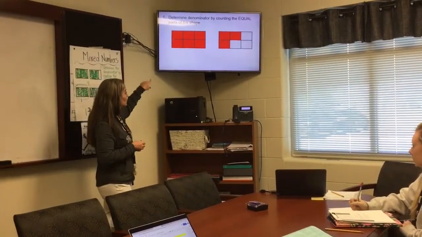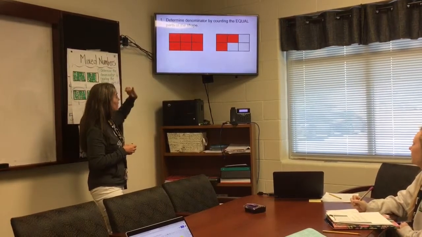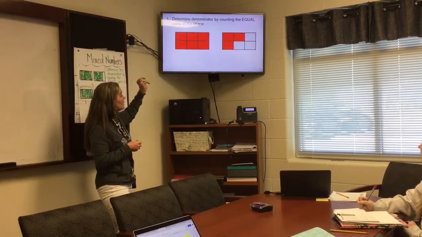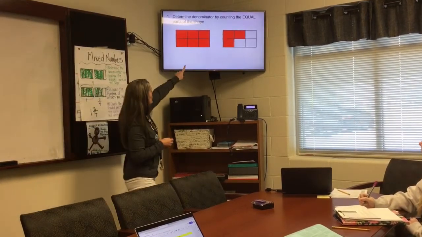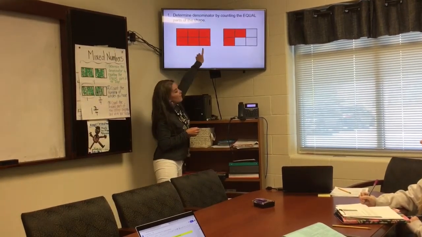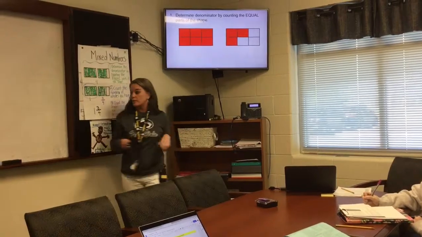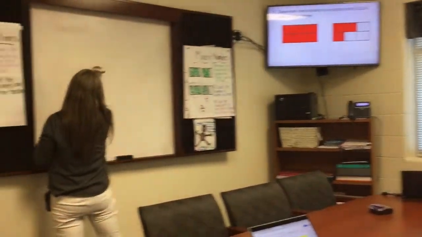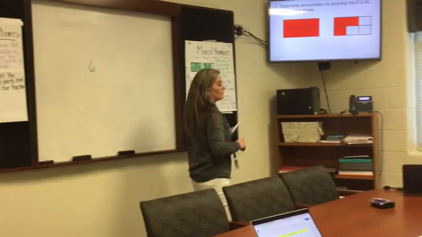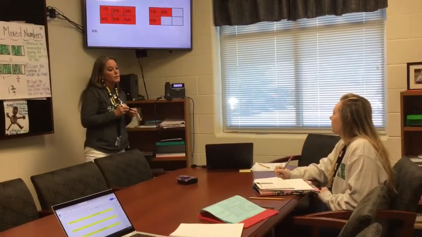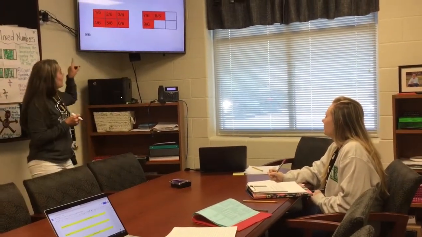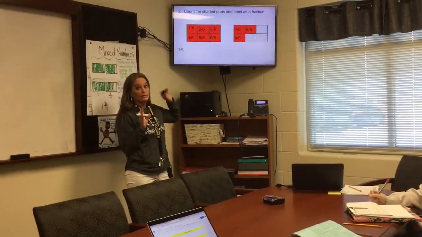So if I look up here, the equal parts of my shape, how many pieces are inside of my shape? You see 1, 2, 3, 4, 5, and 6. So I know that my denominator is going to be 6. Right? That's the first step. Now the second part is we're going to count the shaded parts and label as the fraction.